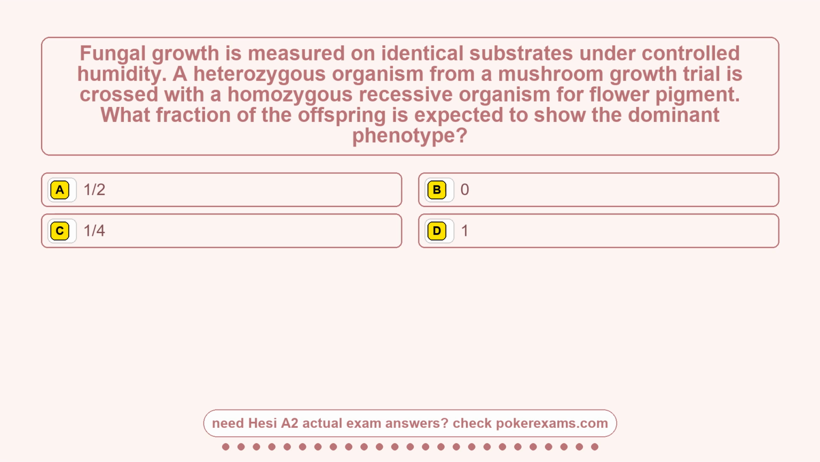Option A, 1/2. Option B, 0. Option C, 1/4. Option D, 1. The correct answer is option A, 1/2.